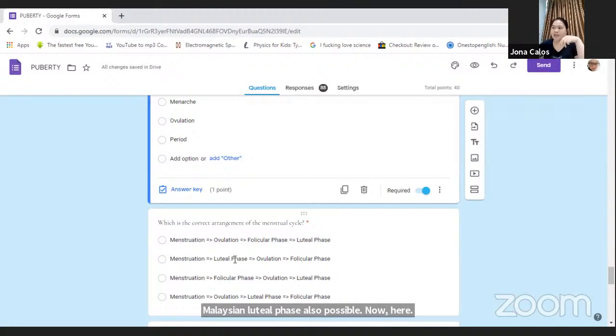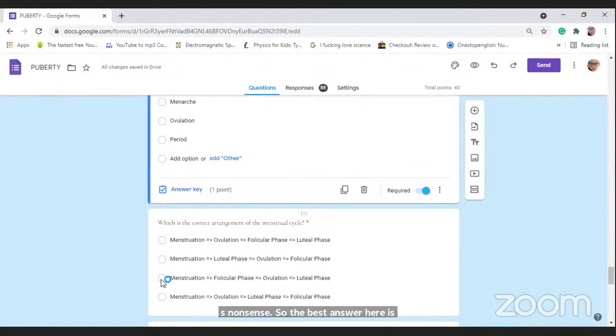Luteal phase is when the lining of the uterus is already very thick. So if it's ovulating and it becomes very thin, then it's nonsense. So the best answer here is this one.